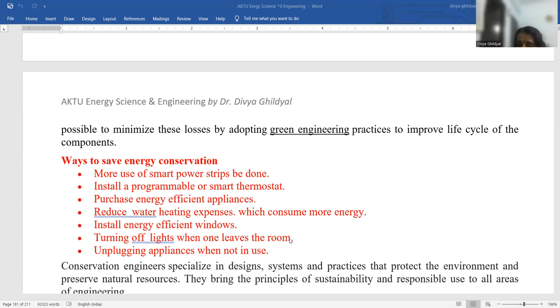Turn off lights when you are leaving the room. It can even be your classroom. Try to switch off the fans and electric lights before you leave the room, because electricity has been generated by harnessing various sources of energy. So this way you are helping in energy conservation.